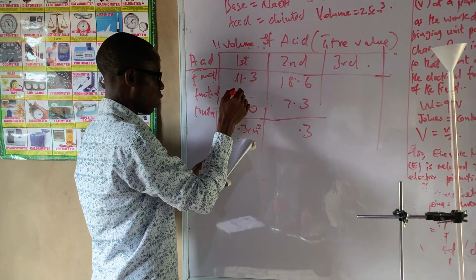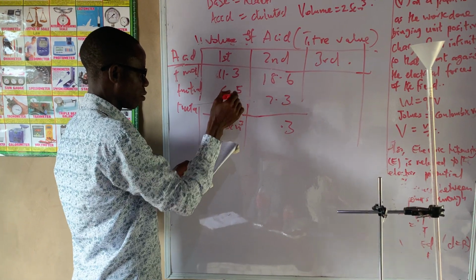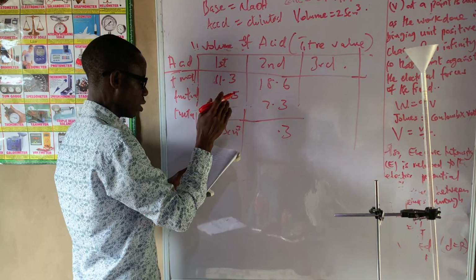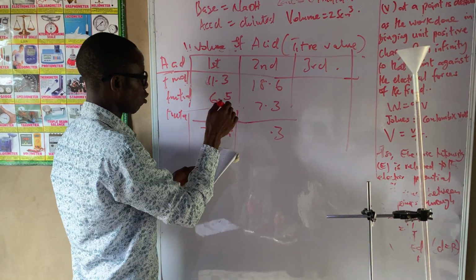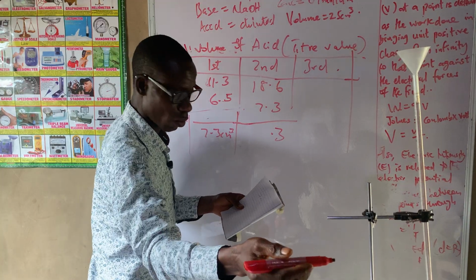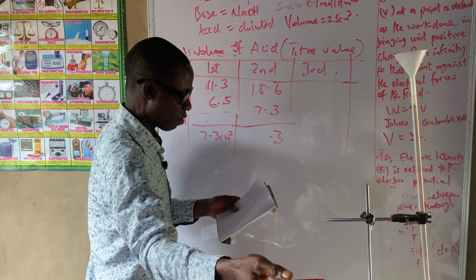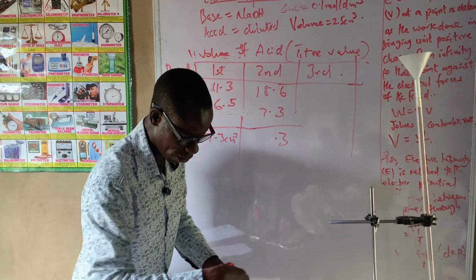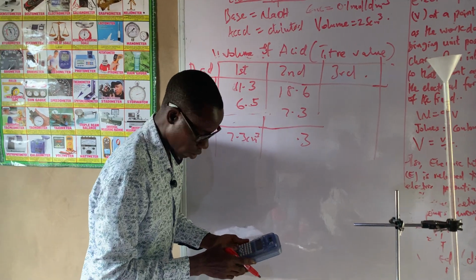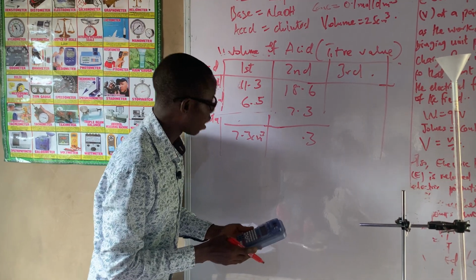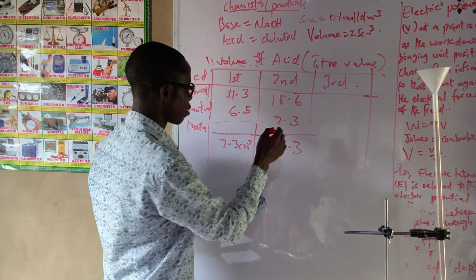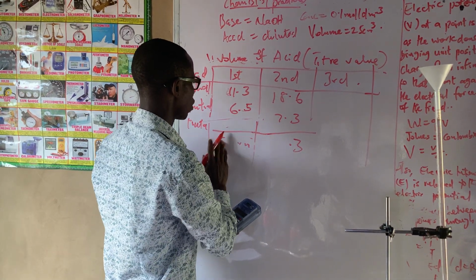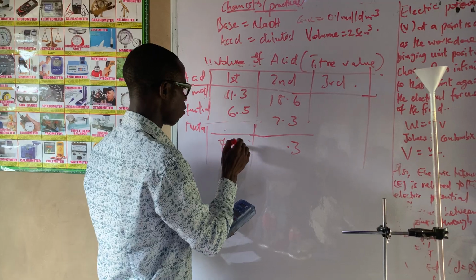0.3. That's the rough one. Second one is 6.5. Subtract this for me. You didn't get the calculator right the other time. Look at the 5 there. It's not 5. 11.3 minus 6.5. The answer is 4.8. So this is the rough one that we did.